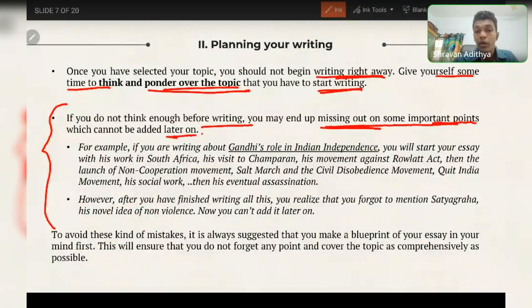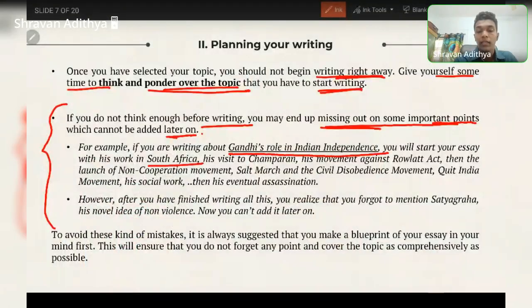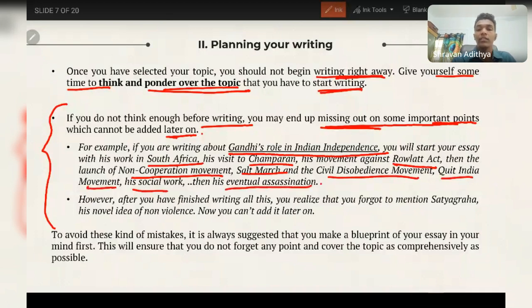For example, suppose your essay topic is Gandhi's role in Indian independence. You will start your essay with his work in South Africa, his visit to Champaran, his movement against the Rowlatt Act, then the launch of the non-cooperation movement, the Salt March and civil disobedience movement, the Quit India movement, his social work, and then his eventual assassination. So this might be the proper chronological structure for your essay.